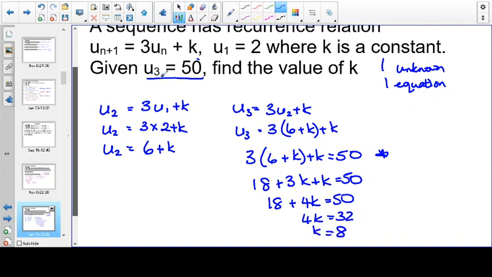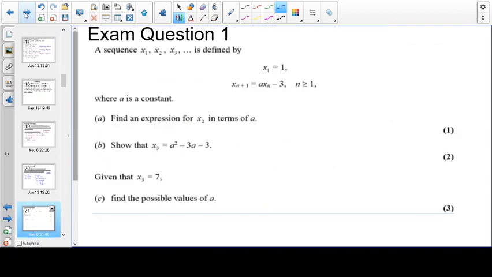Okay, so if you are given information about one particular term, then you need to use that particular term to form an equation with the unknown in. Okay, here's a couple of little exam questions. Have a go, pause it, have a go and see if you can follow what I've just done in order to work out part A, B and C. It's very similar to the previous question.